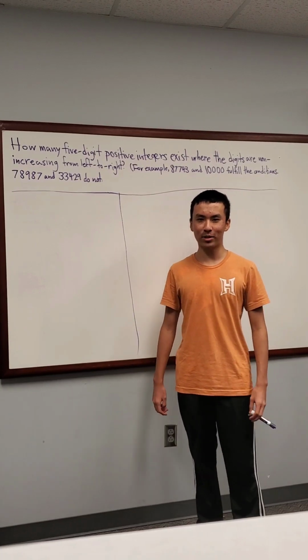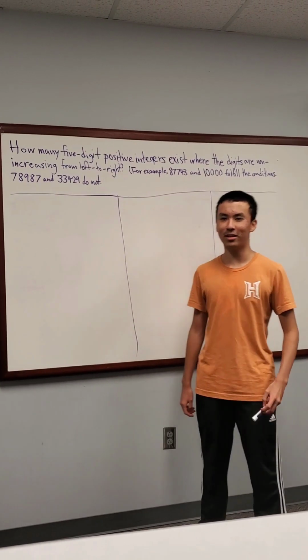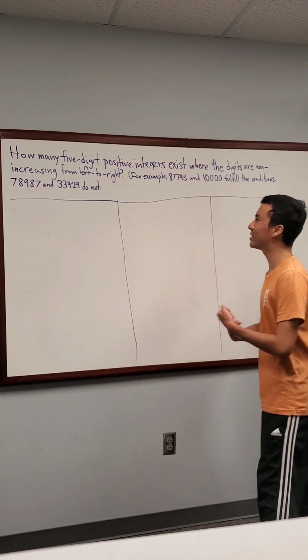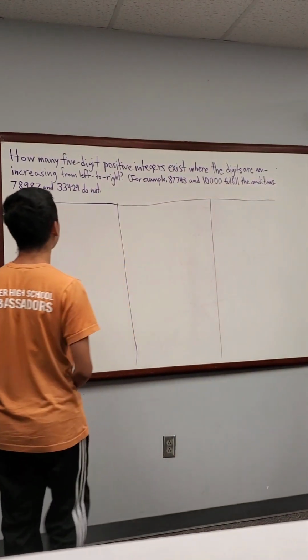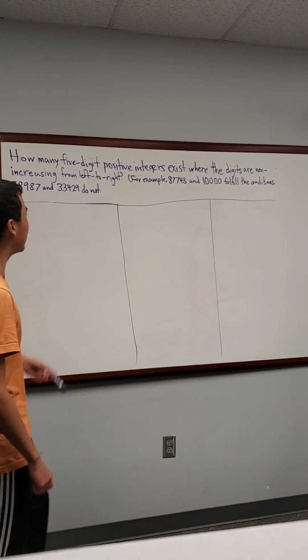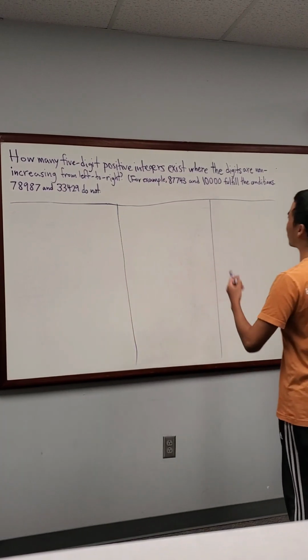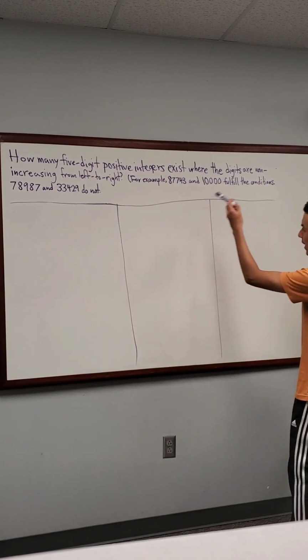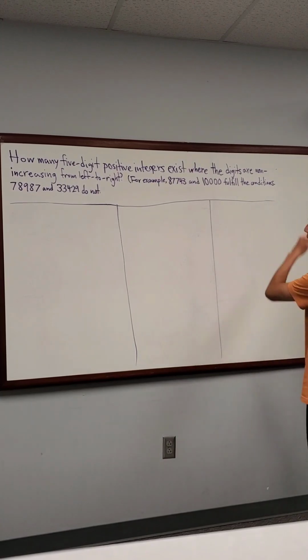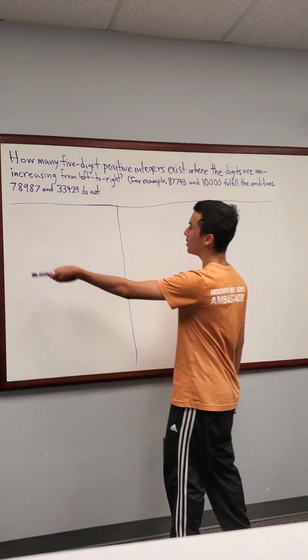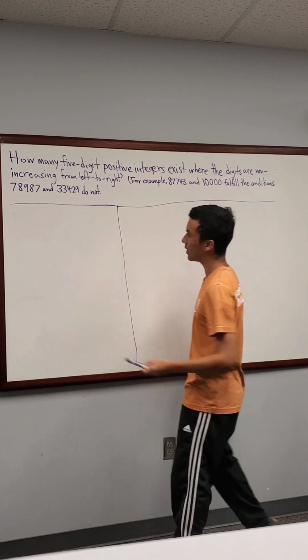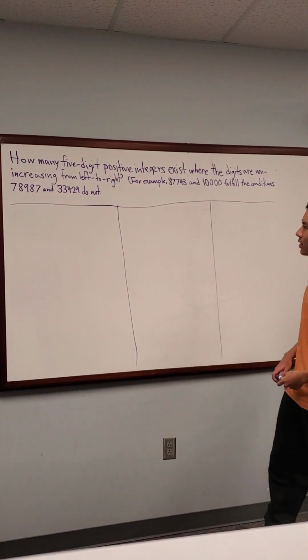And today I'm going to be doing a question for Po-Shen live application. So let's get started. The question is, how many 5-digit positive integers exist where the digits are non-increasing from left to right? For example, 87743 and 10,000 fulfill the conditions, 78987 and 33429 do not.